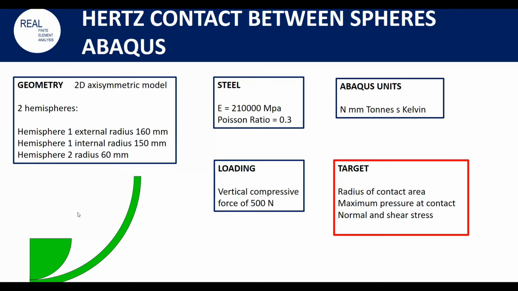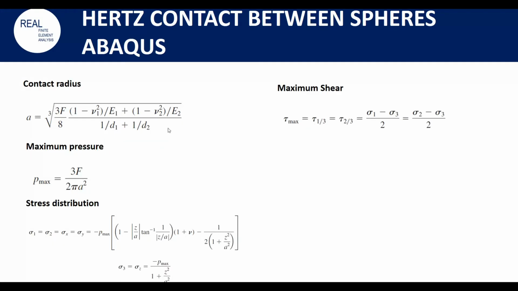The loading will be a vertical load applied on this node of 500 newtons, and the target will be to get the radius of contact area. The contact area will be a circle, so we need to get the radius of that, the maximum pressure at contact, and the normal and shear stresses. So this is a good exercise as we can check against analytical formulas. There are analytical formulas to get all of these parameters, and these ones are shown in the following slide.